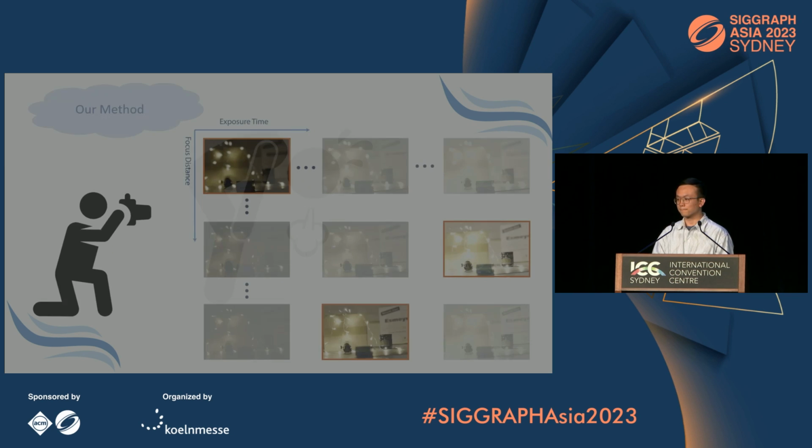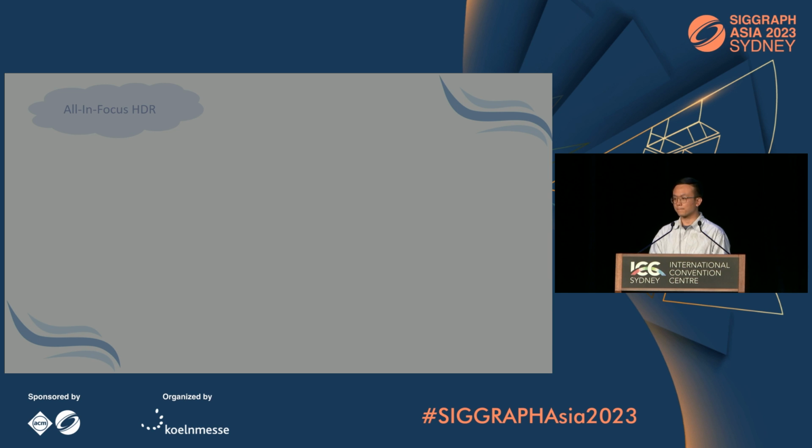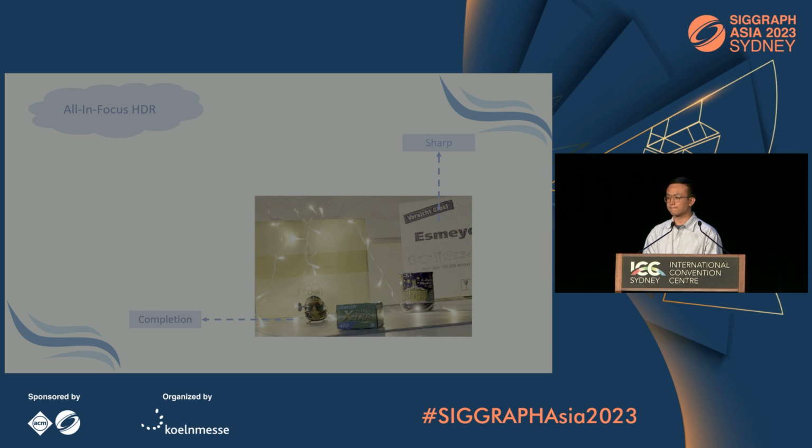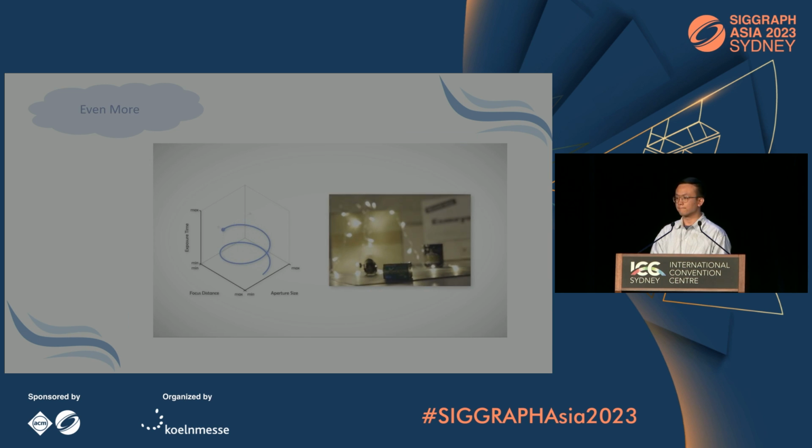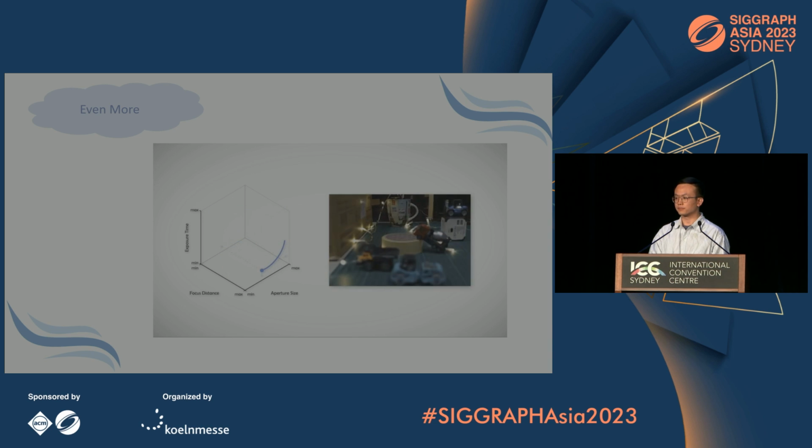We propose a novel method that reconstructs all-in-focus HDR images from sparse inputs, offering promising results. Additionally, our approach supports post-editing, like refocus and exposure adjustments. Join our talk to see it in action.